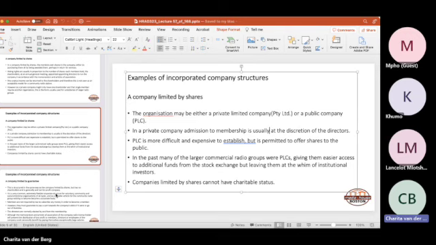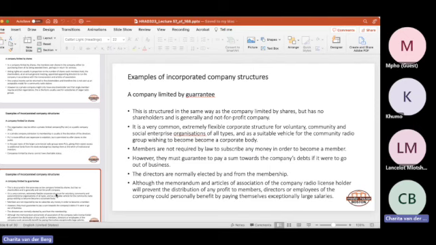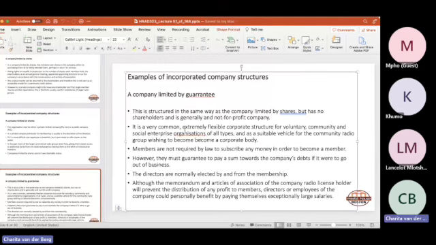Okay. Then you have a company limited by guarantee. Okay, different type of company now. So this is structured in the same way as the company limited by shares, but they don't have shareholders, and it's generally not-for-profit companies that fall under this. So it's a very common, extremely flexible corporate structure for voluntary, community, and social enterprise organizations of all types, and a suitable vehicle for the community radio group wishing to become a corporate body. Okay, so here no one makes any money, but it's run similar to a commercial radio station, for instance.